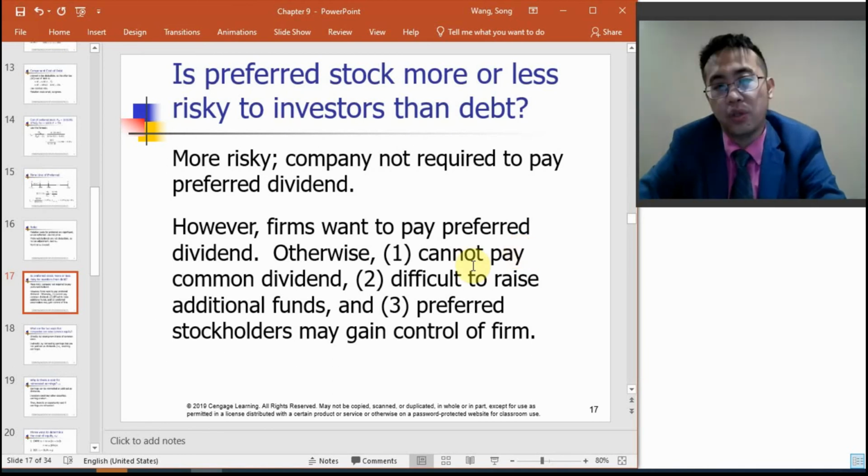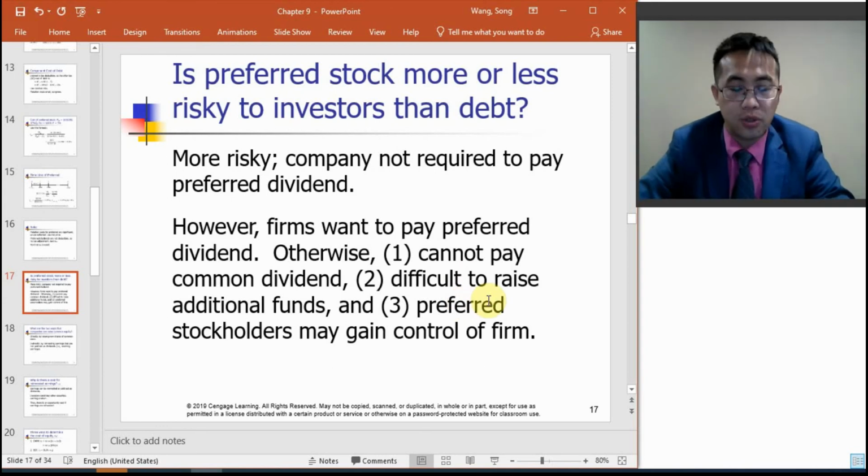Still, firms want to pay preferred dividends. If they don't pay dividends to preferred shareholders, then they can't pay dividends to common stock shareholders. The investors would lose faith in the company, and it will be difficult for the firm to raise more capital in the future. And if they don't pay preferred dividends, there could be some covenant that the preferred stockholders may get control of the firm.